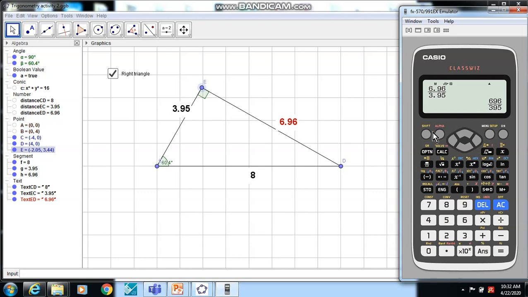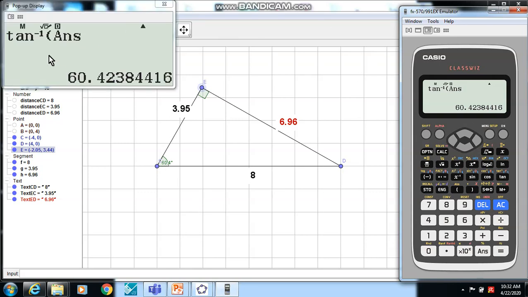To get the angle, we press shift tangent of the answer, and we get 60.4. Okay, so this one is the angle. How to find the angle? To find the angle, you can use tangent minus 1, sine minus 1, or cosine minus 1, and we can calculate any angle we want.